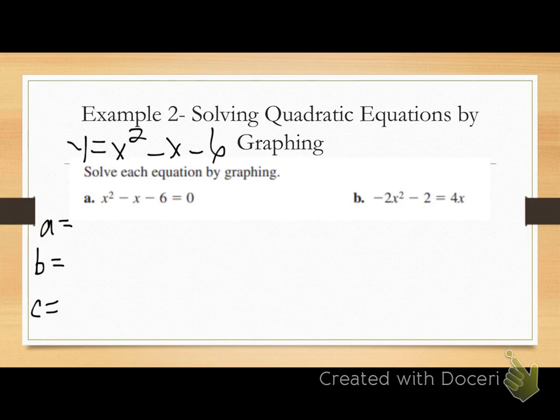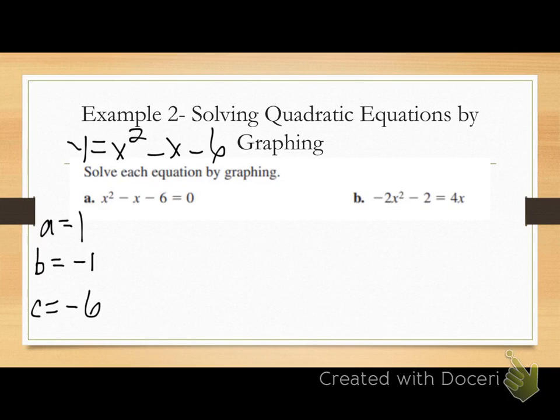So what's my a value? 1. It's my number in front of my x squared. What's my b value? Negative 1. It's the number in front of x. And then what's my c value? Negative 6. Everyone good identifying A, B, and C?